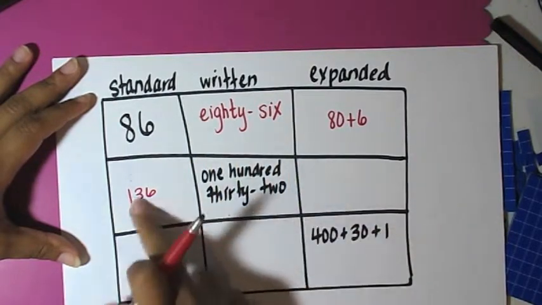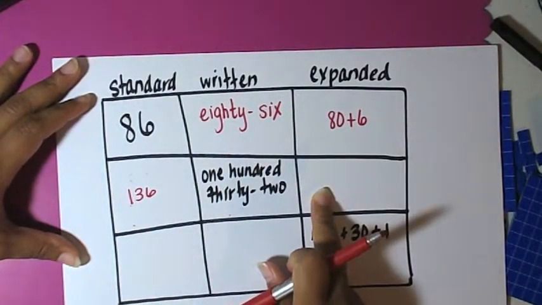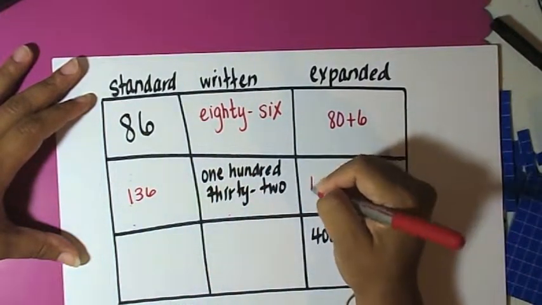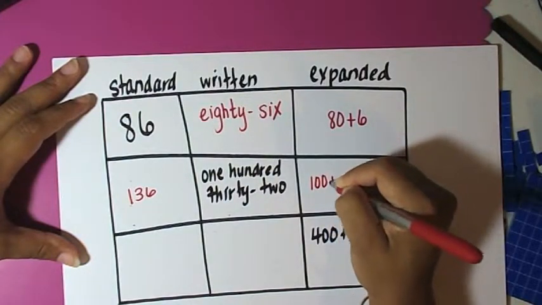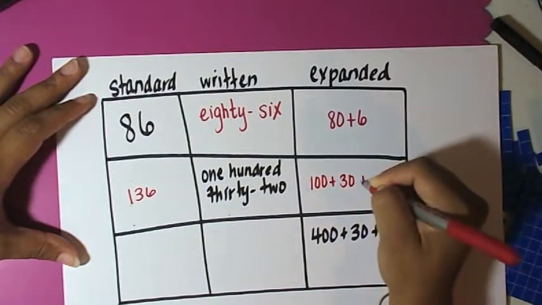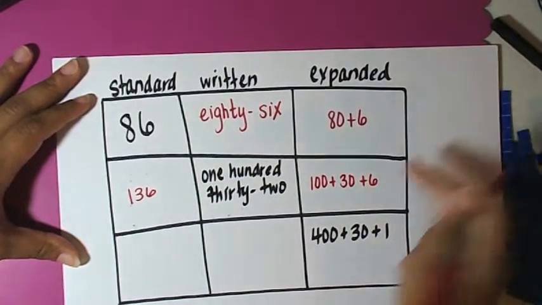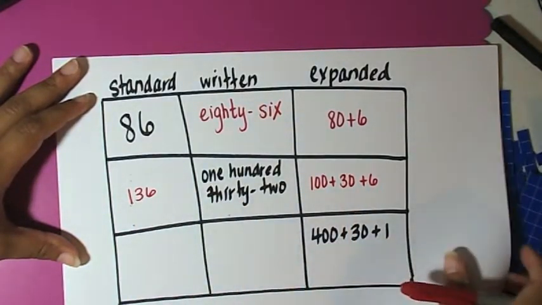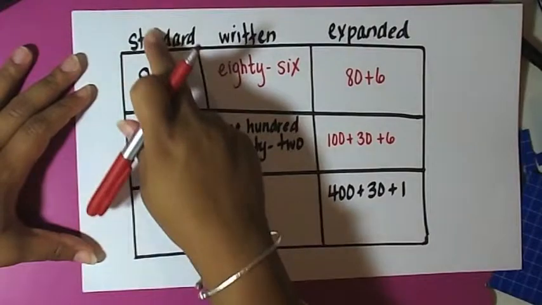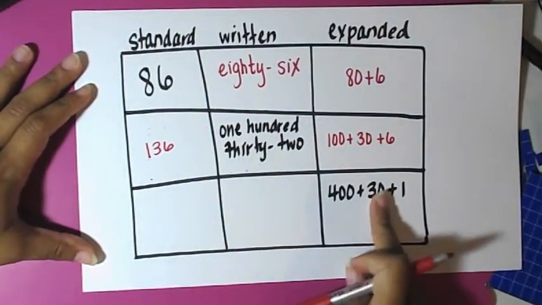Well, now how do we write that in expanded form? That comes next. So we're going to do 100 plus 30 plus 6. That is it in the expanded form. The standard, the written, and the expanded.